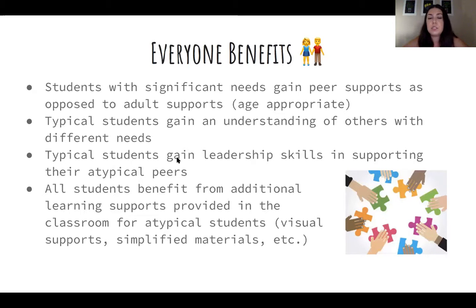Thirdly, typical students gain leadership skills in supporting their atypical peers. I think it's pretty obvious that if they step up to the plate and become a buddy or somebody who's close to somebody with a significant need, they are going to gain those leadership skills, and that's obviously a plus. And lastly, all students benefit from those additional learning supports provided in the classroom for atypical students, such as visual supports or simplified materials. We're not going to obviously have the same expectations for both of these students, but those extra supports that get brought in can be used, and everybody can benefit from having an extra visual or simplified material to get a better understanding.